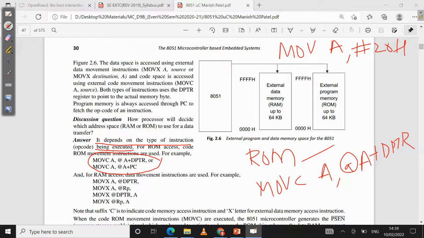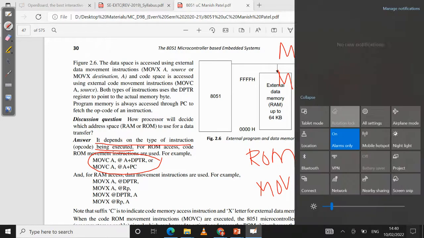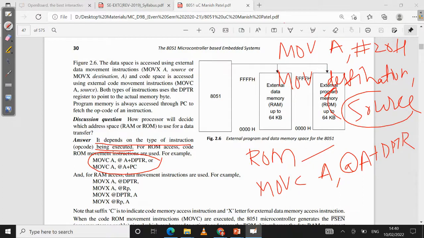So can I say in general it is MOV source comma, sorry, not source, it is MOV destination comma source. Can I say MOV destination comma source? Because here the data will be moved into the destination. तो आप जो पहले कॉमा के पहले लिखोगे, वो रहेगा डेस्टिनेशन, और कॉमा के बाद जो लिखोगे वो रहेगा सोर्स.